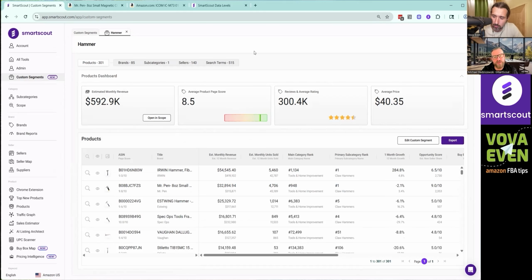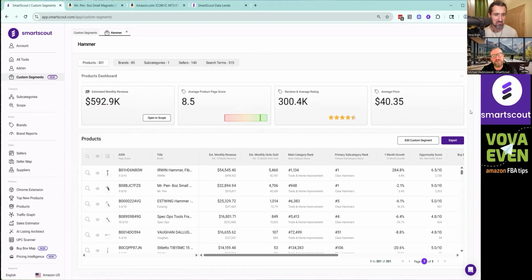So this is pretty cool because now we can see that hammers are any product in the actual claw hammer category on Amazon that has the word hammer in it, that's over $500,000 a month on Amazon. Crazy. I would have figured everybody's got a hammer already in their toolbox, but do they break? I don't know.